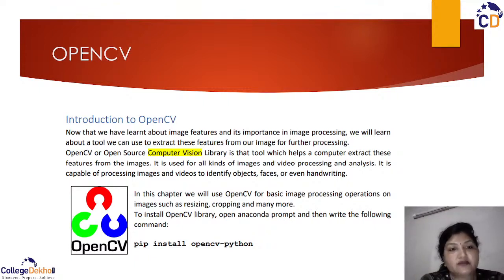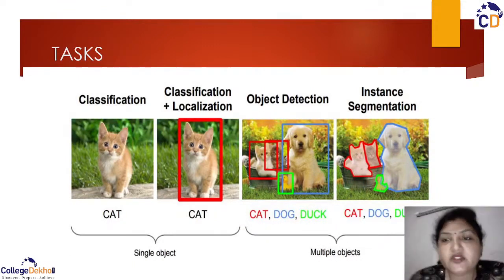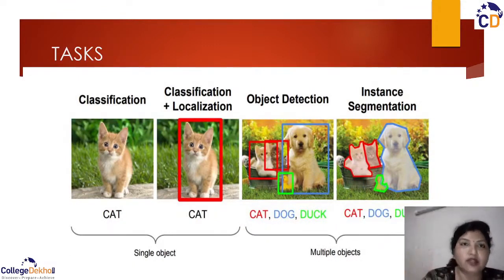OpenCV is an open source library. You need not have some license, or purchase it from some website. It is free to use, and it helps the computer extract features from the images. So what are the features? If you want to perform some instance segmentation, you may be using a particular formula, or you may be using different algorithms.